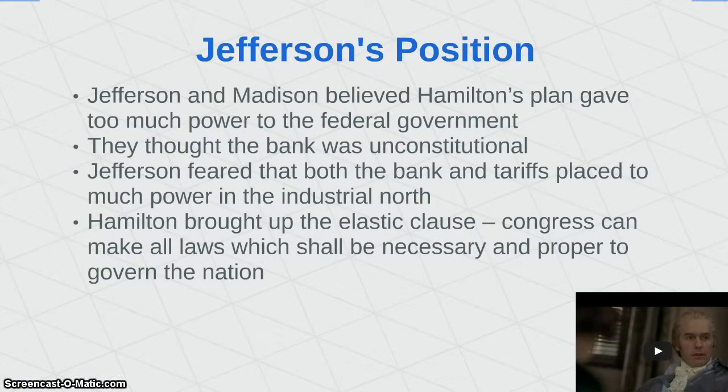Okay, Jefferson's position, and it's really Jefferson and Madison's position, they believe that Hamilton's plan gave too much power to the federal government, that this was an expansion of federal power, and they were worried about that. They thought it was unconstitutional because if you look through the Constitution, there actually is no place where it mentions the creation of a bank. Okay, so Jefferson and Madison, they said that's not constitutional. You're not allowed to do that. You cannot create a national bank.